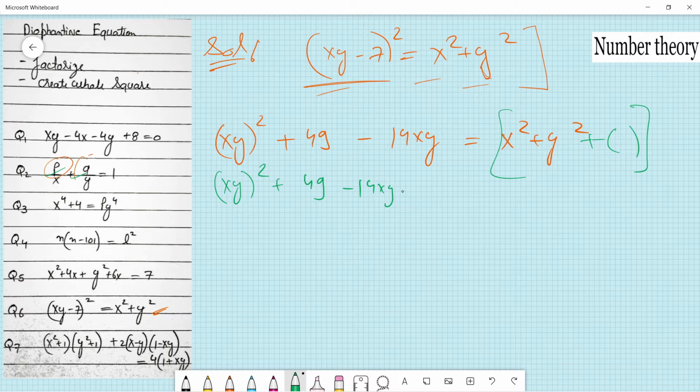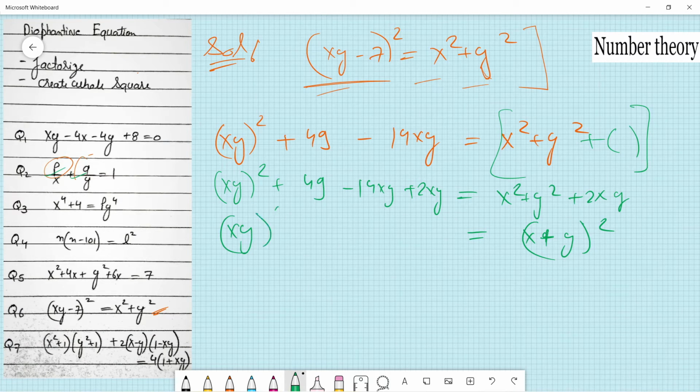Adding 2xy on both sides, this becomes (x plus y) whole square, and here this thing will become minus 12xy plus 49. Now if you see, if I had 36 here, this thing will also become a whole square, and I'll have a number alone. We can bring it to the right hand side, and we would get what we wanted by that.